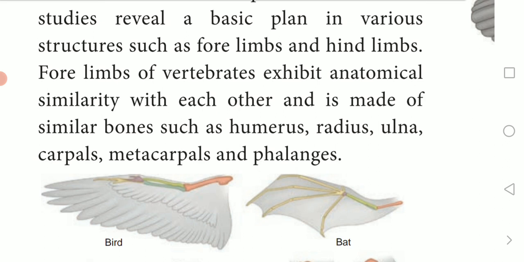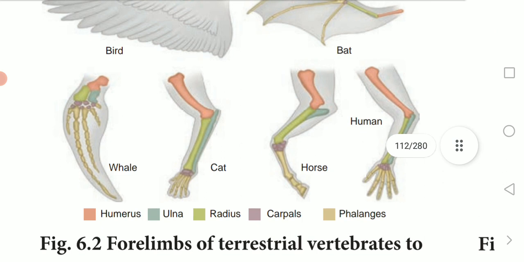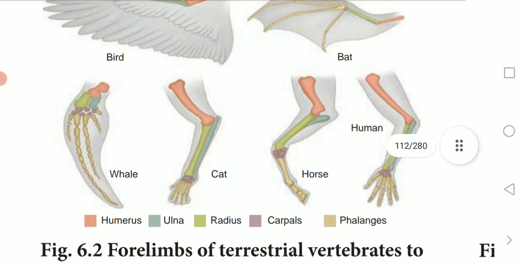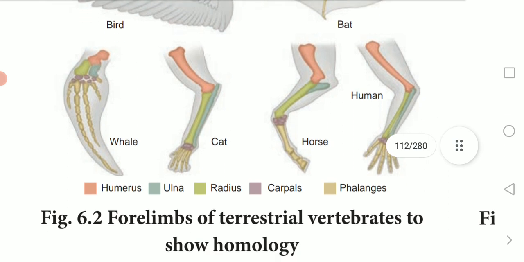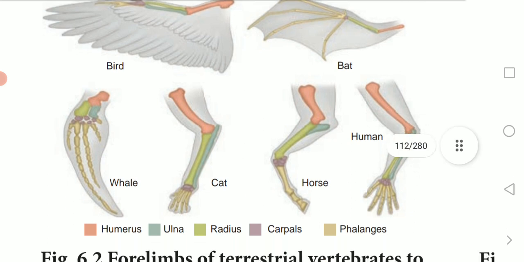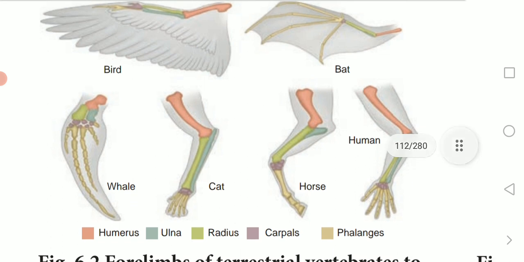Here, the homologous structures in vertebrates. In vertebrates, comparative anatomical studies reveal a basic plan in various structures such as forelimbs and hind limbs. Here, you can find the forelimbs and hind limbs of birds, bats, whale, cat, horse, and human. So these are the forelimbs of terrestrial vertebrates to show homologous structures. But what do they say here? The forelimbs of vertebrates exhibit anatomical similarity.